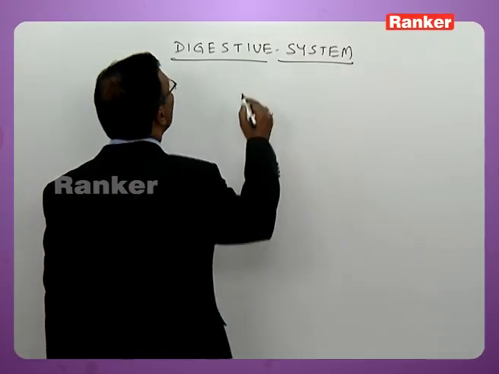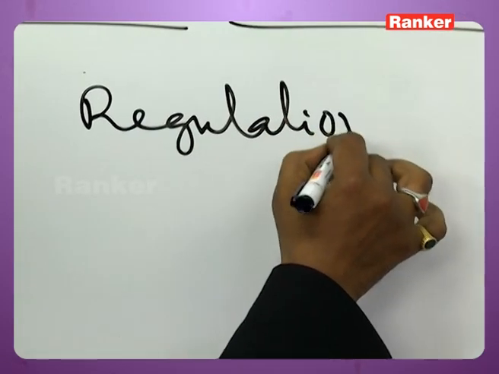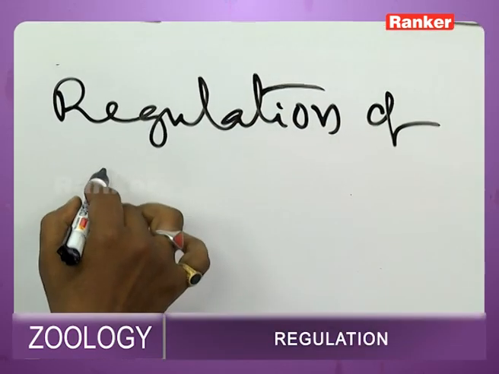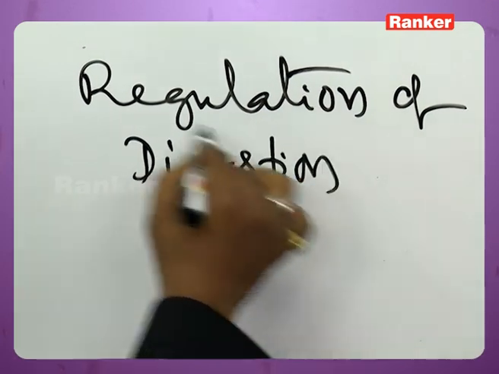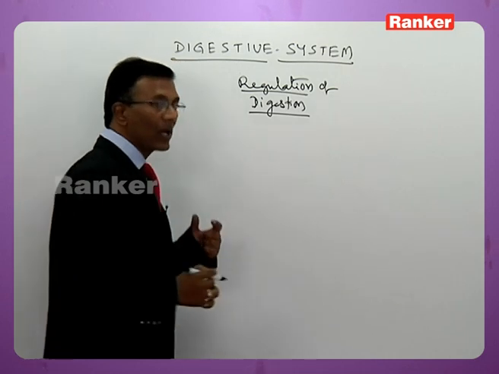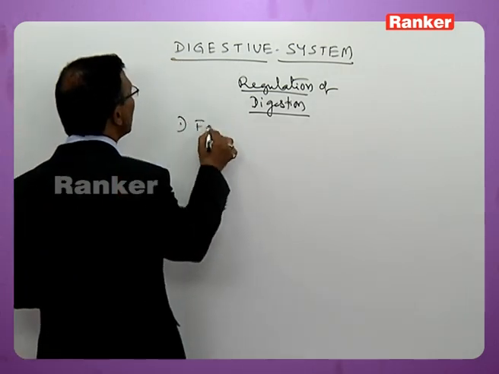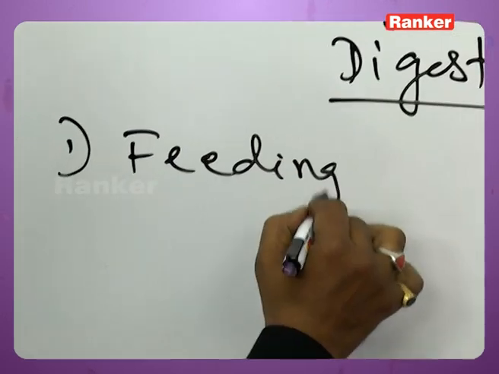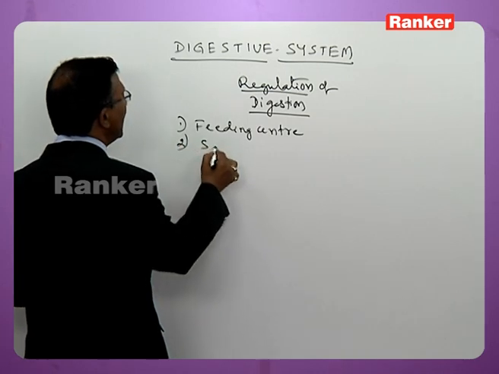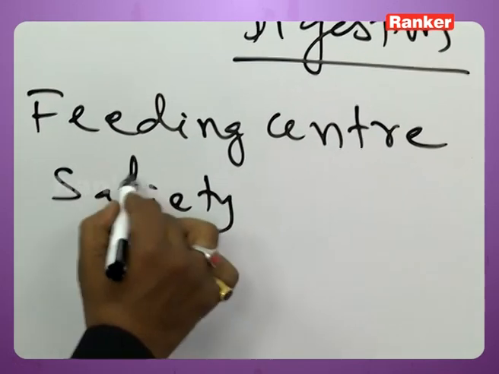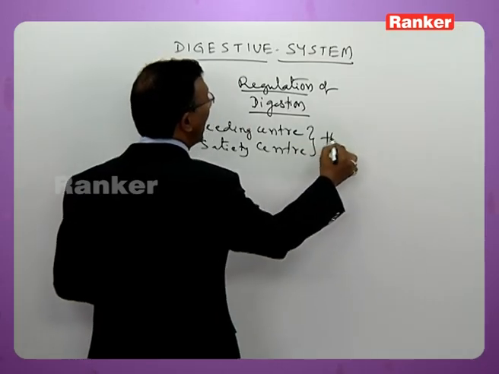Now next we will talk about the regulation of the process of digestion. There are two centers here. One is called the feeding center and the other one is called the satiety center. Both of them are embedded in the hypothalamus.